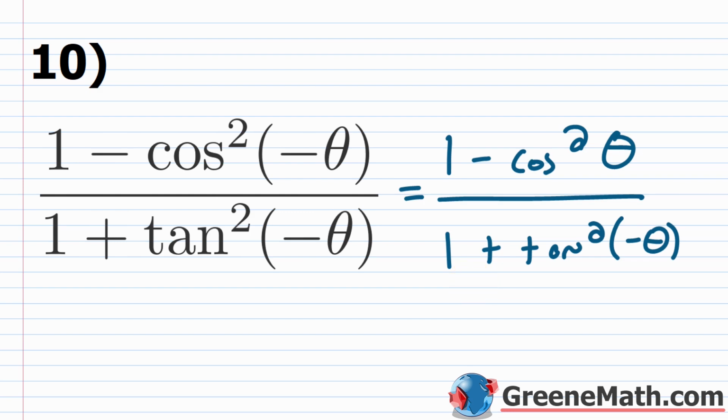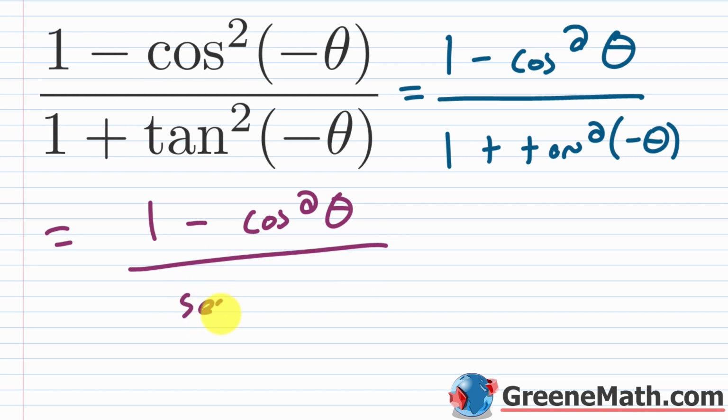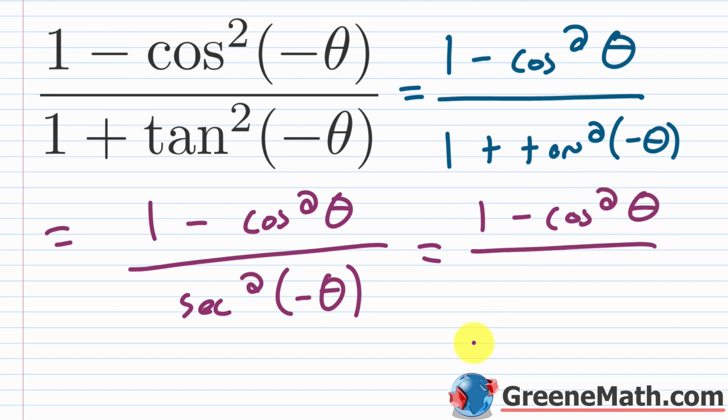So I'm just going to make a replacement there and say this is equal to 1 minus cosine squared theta over, this would be secant squared of negative theta. Now again, secant is an even function. So I can say that the secant squared of negative theta is equal to the secant squared of theta. So I'll say this is 1 minus the cosine squared theta over, for this guy, I'll just write secant squared theta. Okay, so now we're getting somewhere.